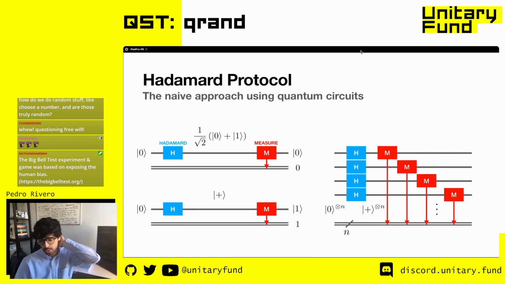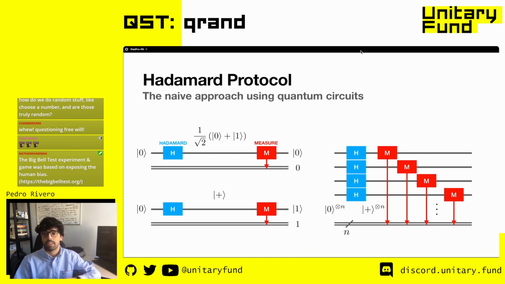So let's see how we can actually use a quantum computer to produce random numbers. What you're seeing on screen is just the naive approach to producing random numbers. Let's first take a look at the left-hand side of the screen, where we see a 1 qubit, and we're using a Hadamard gate to prepare an equal superposition of 0 and 1, and then we measure. 50% of the times that you measure, you're going to get a 0, and the other 50% of the times you're going to get a 1. So there we have a random bit, a perfectly random bit, using the laws of quantum mechanics.